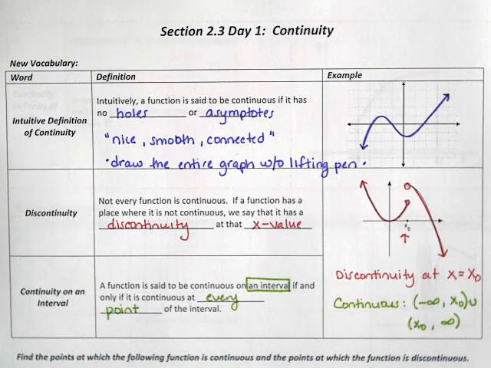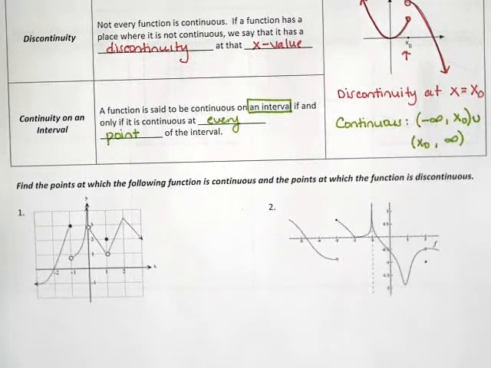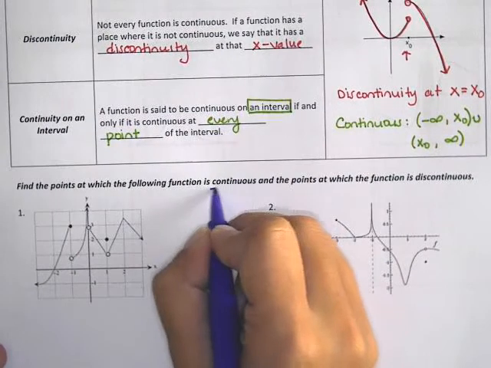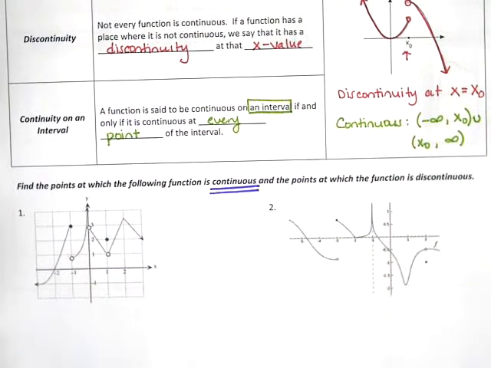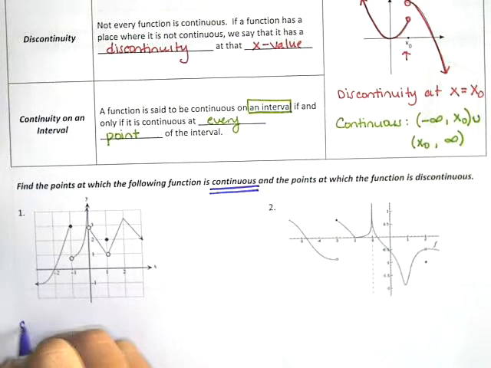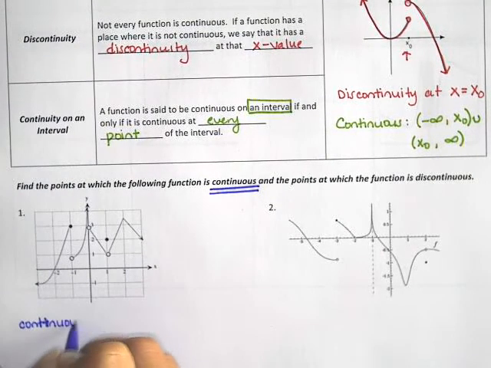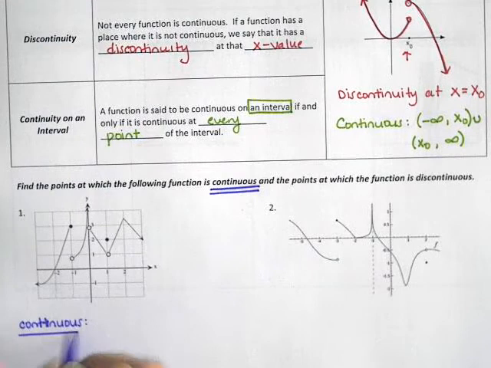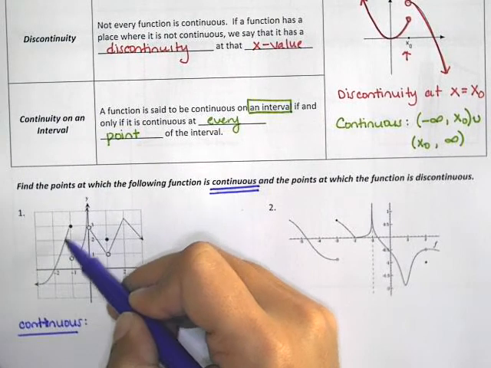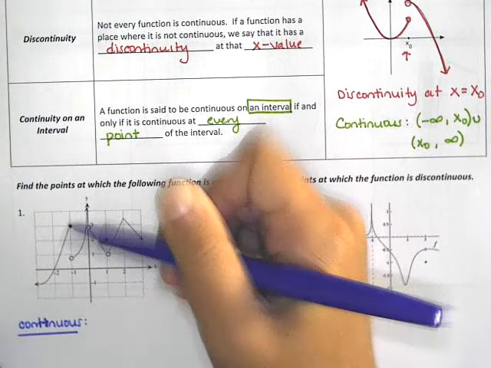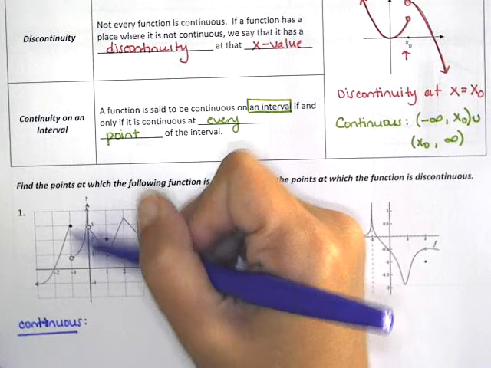So let's look at some examples where we have to use this definition. It says find the points where the function is continuous and the places where the function is discontinuous. So let's start with continuous. In this graph, my function would be continuous in a lot of places. It's continuous for this entire section of the graph, but it stops and is broken at the -1.